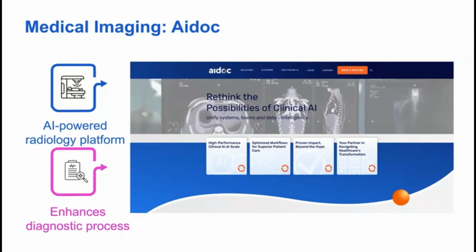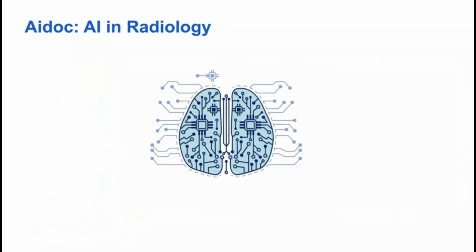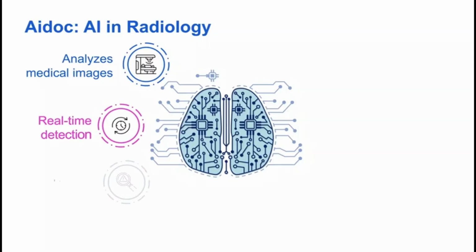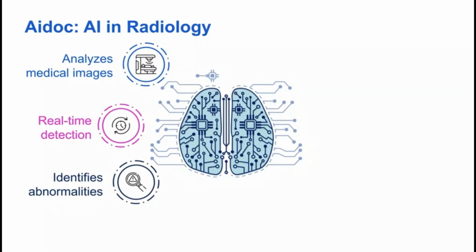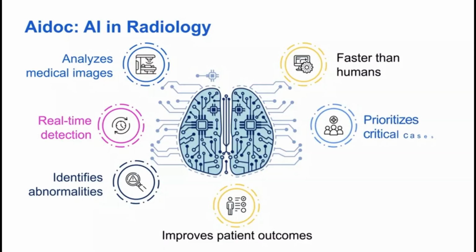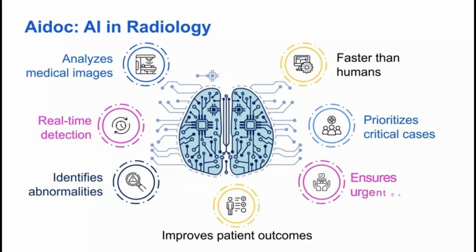diagnostic process. AI Doc's AI system can analyze CT scans, MRIs, and X-rays in real time, identifying abnormalities such as blood clots, fractures, or tumors. In many cases, the AI is capable of detecting life-threatening conditions faster than a human can. This allows radiologists to prioritize critical cases and ensure that patients receive the urgent care they need.